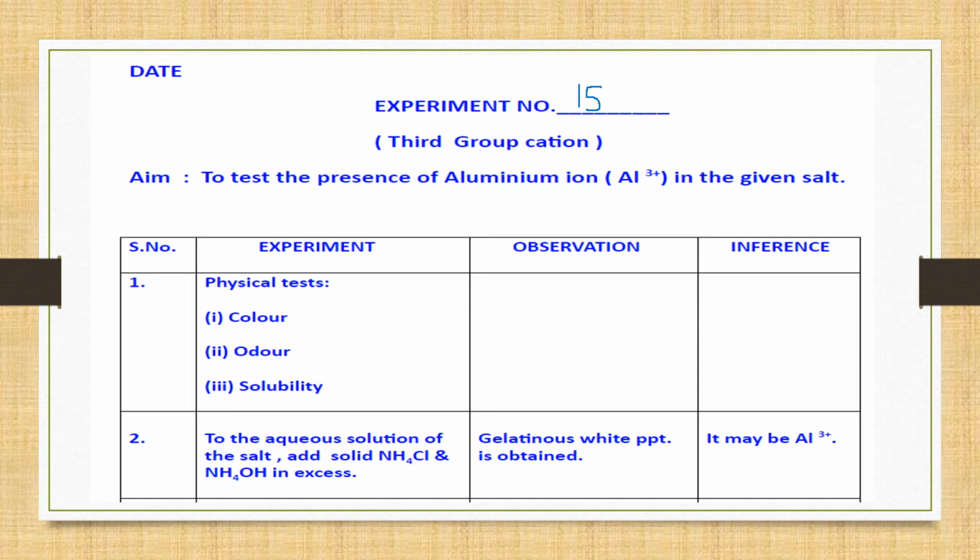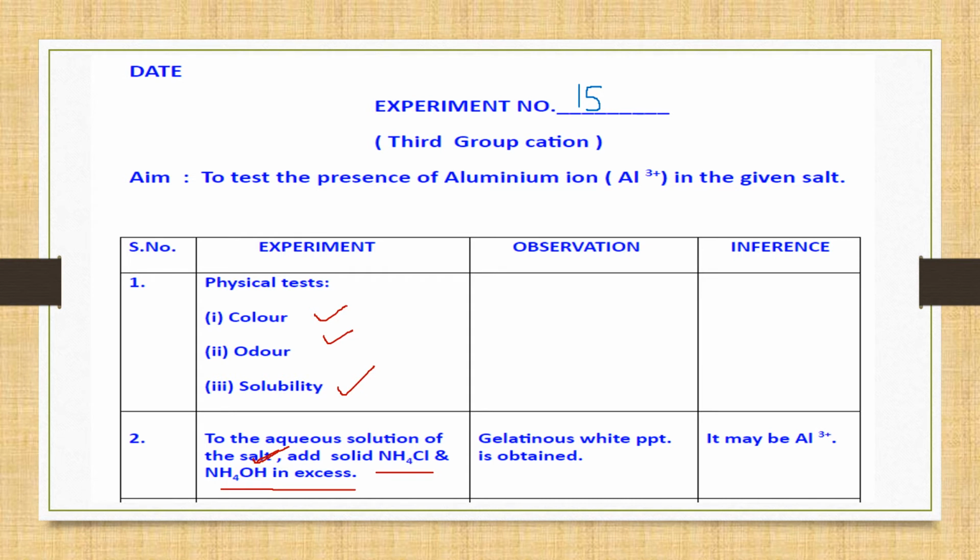Now the first will be the physical test as usual. You'll see the color, smell and solubility and write the observation and inference as discussed earlier. Then the chemical test would be, to the aqueous solution of the salt, you will add solid ammonium chloride followed by ammonium hydroxide in excess.